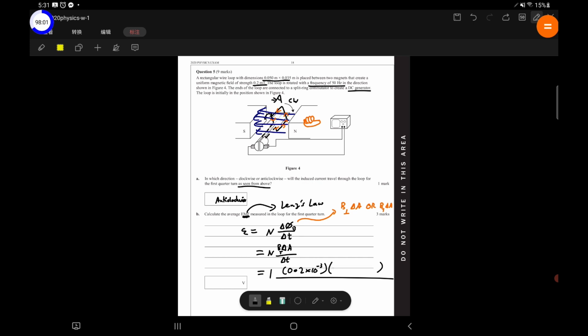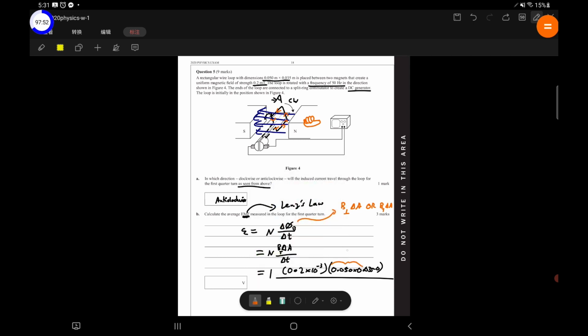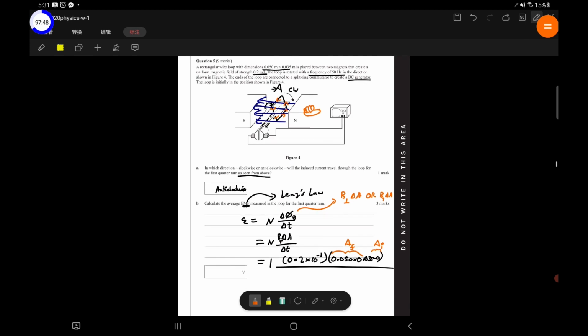So let's write this out. So these are the dimensions. That is the final area subtracted by the initial area. Now the change in the time, well, that is another important detail. So I'll just make a break here and we'll determine that. So the frequency gives us something about the period. The period is 1 over the 50 Hertz frequency.